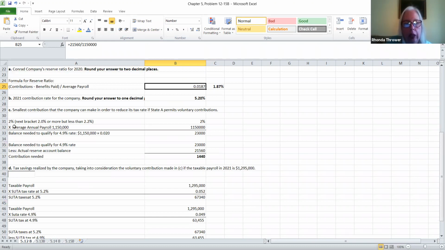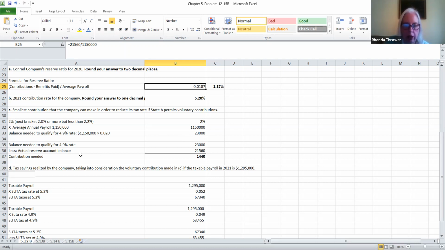So 2% is going to be multiplied by the average annual payroll, which they gave you at 1,150,000. That would be the balance that you need to qualify for the next lower rate, which is 4.9%. So if you multiply 2% times 1,150,000, it's going to give you a balance of 23,000 that you need.